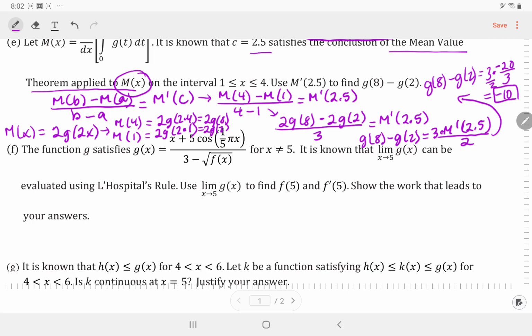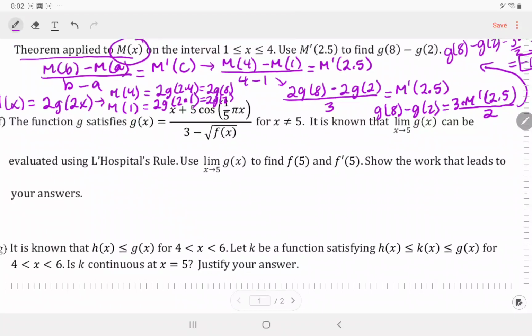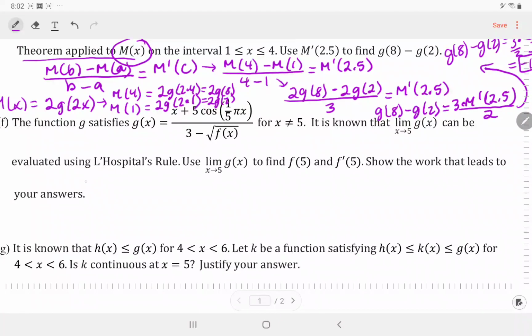Okay, so the function g satisfies that for known. It's known the limit can be evaluated using L'Hopital's rule. So that means that it must be 0 over 0. So use the limit to find f of 5 and f prime of 5. Show the work that leads to your answer. Okay, so I'm going to make this bigger so that I can write smaller. So limit of g of x. Now it says I can use L'Hopital, but the only way I can use L'Hopital is if when I substitute in, I get 0 over 0. So maybe that fact is going to help me find those values.